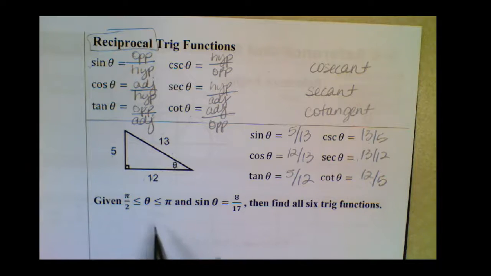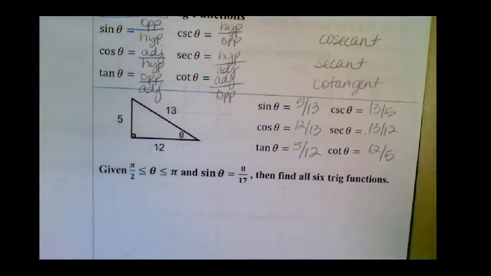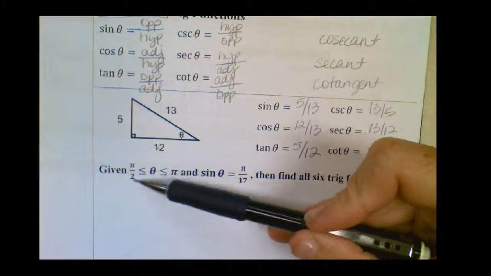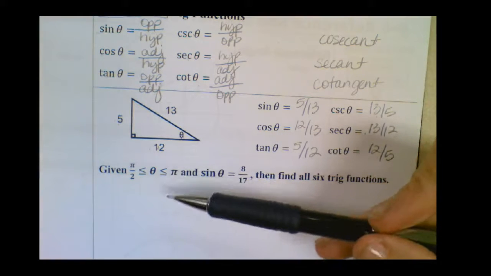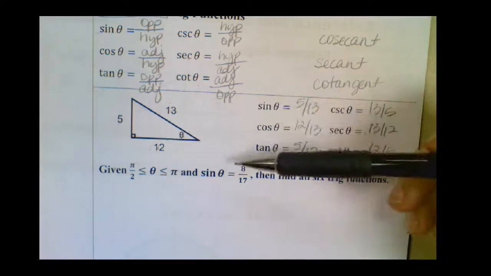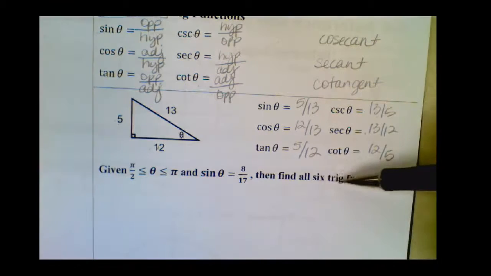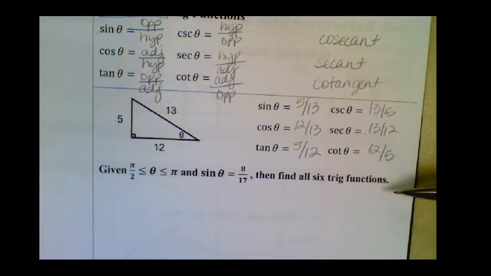Okay, so here's an example of having a range of what they're asking for. Given that our theta is in between pi over 2 and pi, I want you to think about what quadrant that is. And sine is 8 over 17. Find all 6 trig functions.